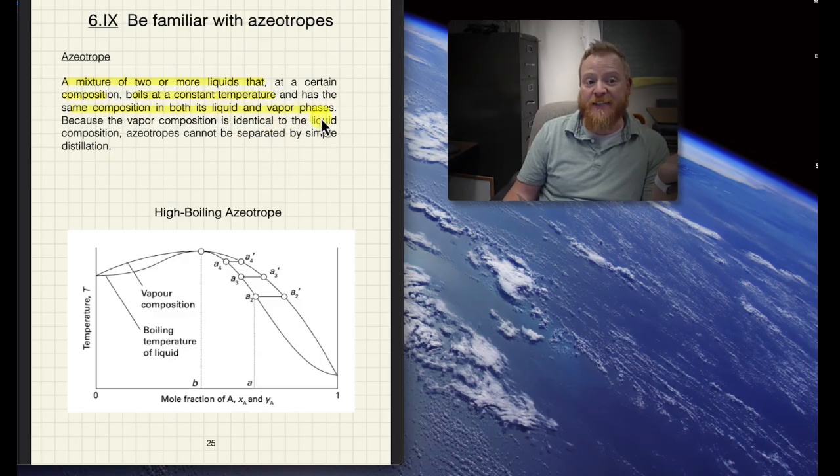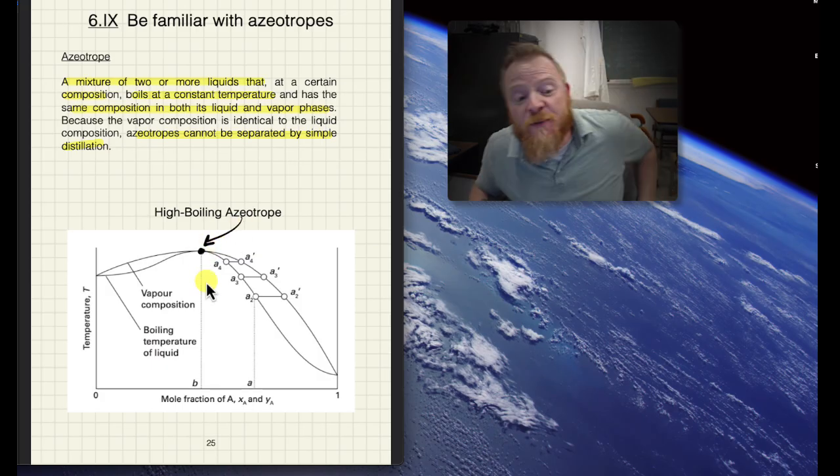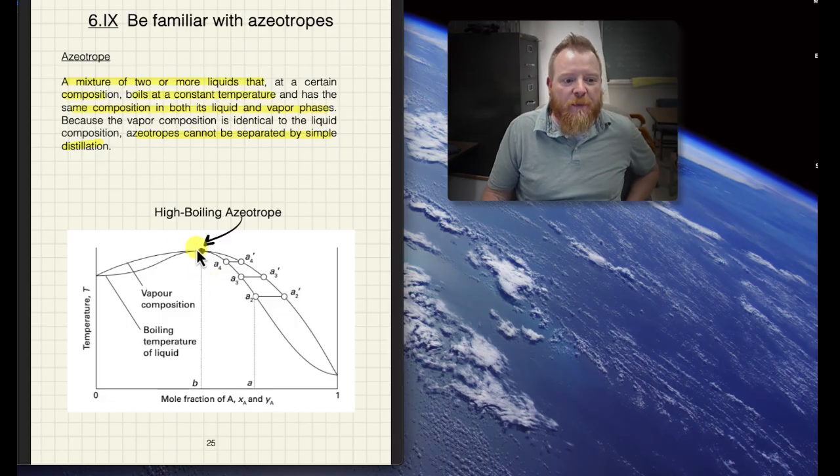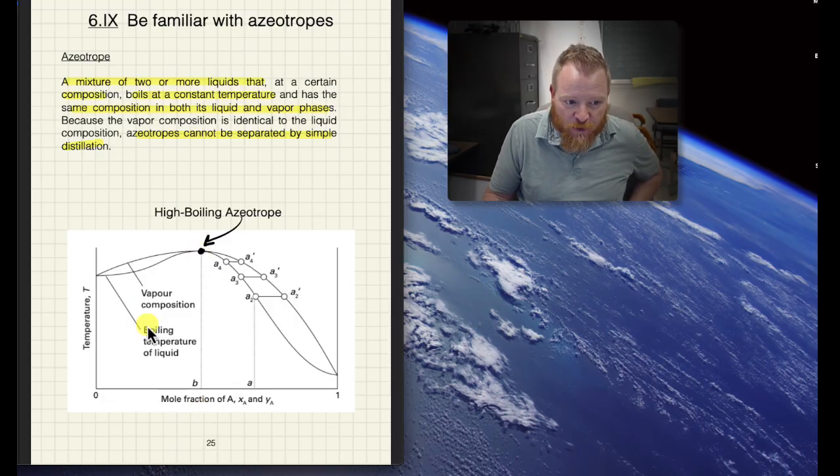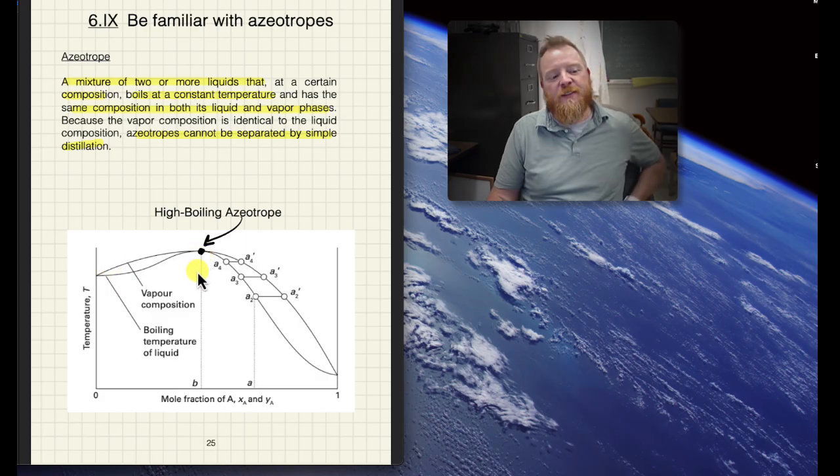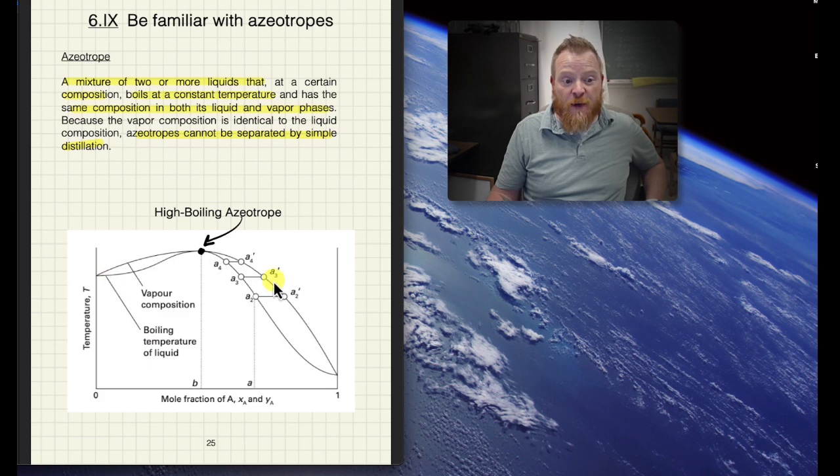Because the vapor composition is identical to the liquid, azeotropes cannot be separated by simple distillation. So if we look at a temperature composition diagram and we see some point right there, that is the dead giveaway that we have an azeotrope. Look what happened: the boiling temperature of the liquid and the vapor composition merged into the same point. And when that temperature is higher than the respective compositions of the mixtures, we call that a high boiling point azeotrope.